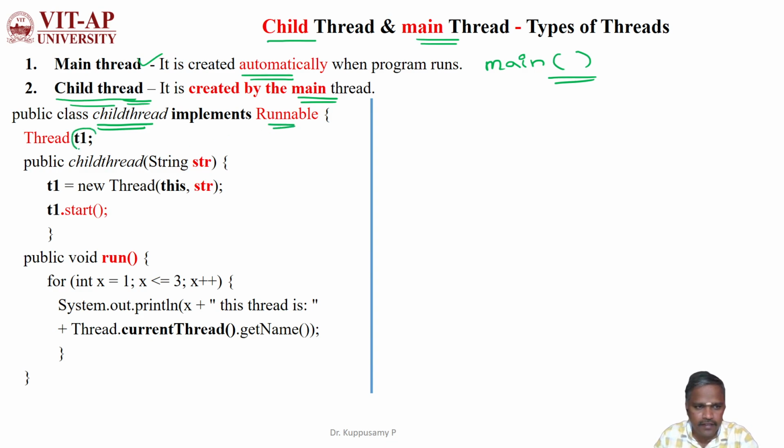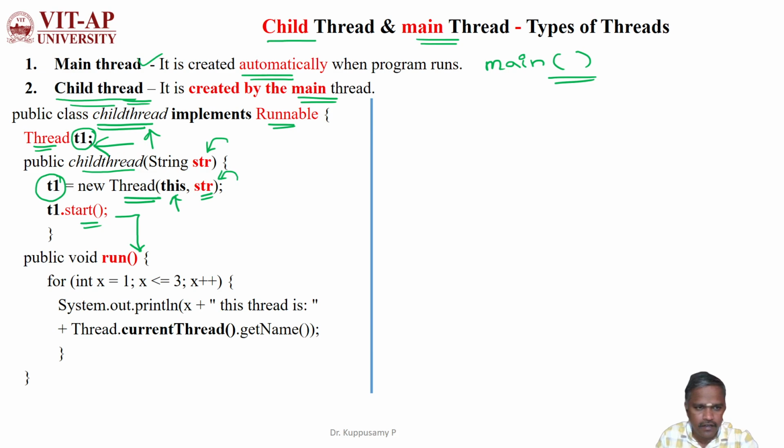Then I am creating the thread t1 by using the class Thread. Here ChildThread is the class name, which has a constructor receiving the string name. That string name is assigned to the variable t1. The t1 is the thread which is created by using the Thread class. In the Thread constructor we are using this, that means the current thread. Then for the current thread I am assigning the name. This is the constructor belonging to the Thread class. Then I am calling the start method. Once I call this start method, it will automatically call the run method belonging to this class.